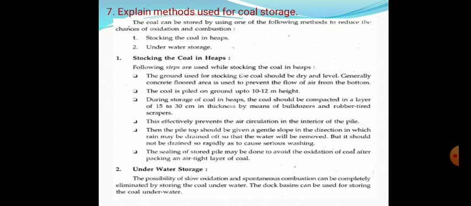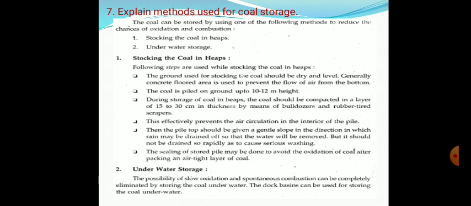The ground used for stocking the coal should be dry and level. Generally, a concrete floored area is used to prevent the flow of air from the bottom. The coal is piled on the ground up to 10 to 12 meter height. During storage of coal in heaps, the coal should be compacted in layers of 15 to 30 centimeter in thickness by means of bulldozers and rubber tired scrapers.